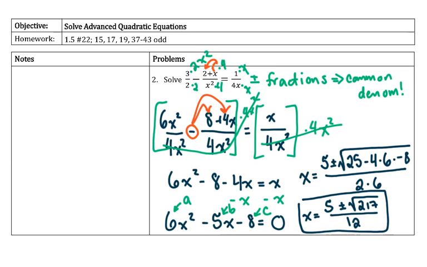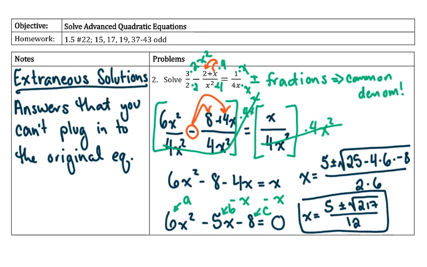Now, it's always important when we have denominators with variables to make sure we're checking for extraneous solutions. Extraneous solutions are answers that work at the end of the problem but don't work at the beginning. In this case, the only extraneous solution would be 0, since that would make the denominator 0. Neither of these answers are 0, but it's always important to look for those.